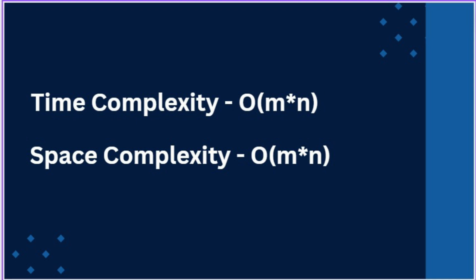So the time complexity of this algorithm will be order of m into n, where m is the length of the first string and n is the length of the second string. Because we are using two for loops, this complexity will occur. And the space complexity is also order of m into n because we are using a 2D matrix which is of the length of these two strings to store the subproblems.